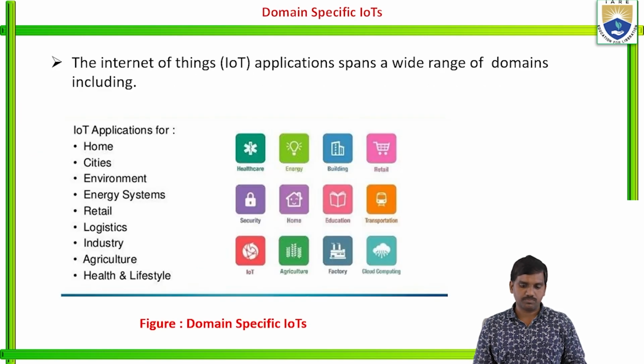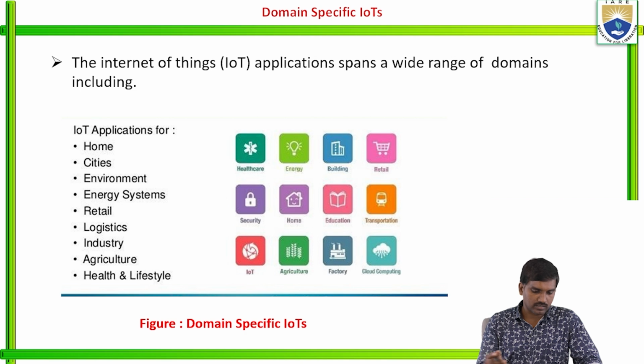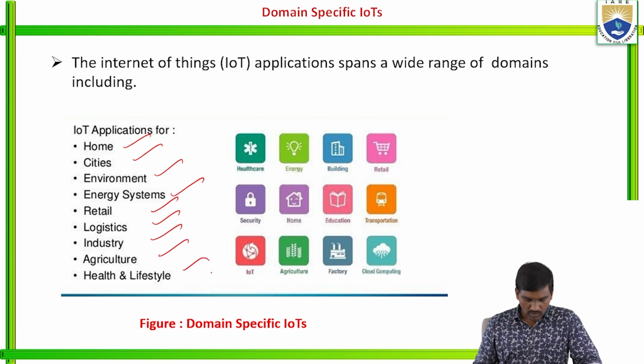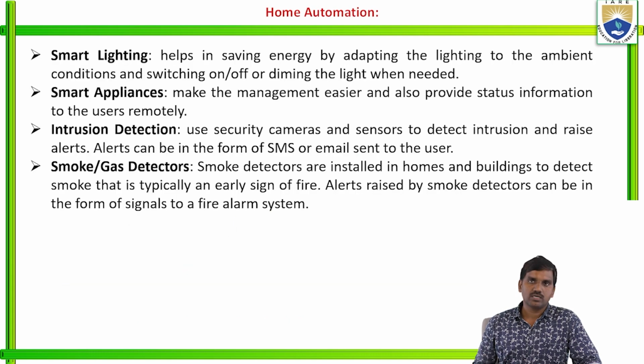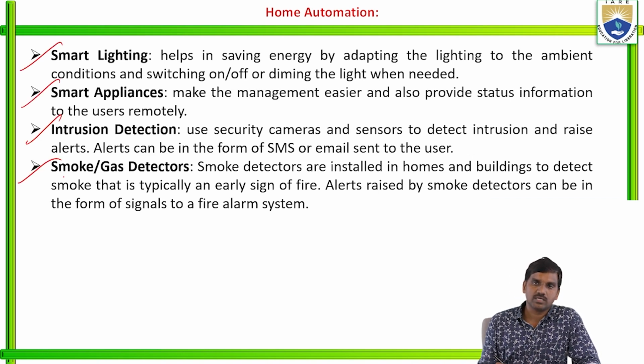And for IoT domain specifics, we have a wide range of different applications. The domains include home, cities, environment, energy system, retail, logistics, industry, agriculture, health and lifestyle. Under home automation, we have smart lighting, smart appliances, intrusion detection and smoke or gas detector systems. These are the applications under the home automation system.